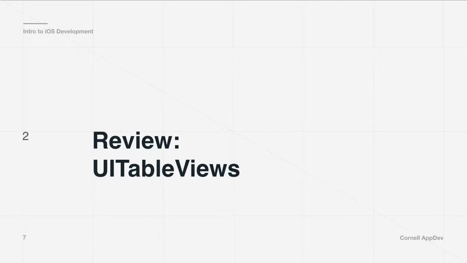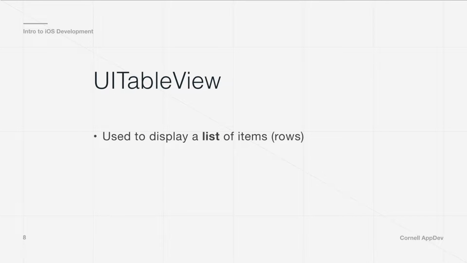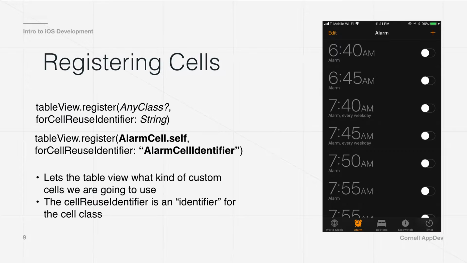Just going over some review for table views, just because collection views are very similar, and I want to make sure you guys understand how table views work. So table views are used in applications to display a list of items in rows. Think about your Spotify music player or Apple Music player. Everything is listed out in rows, right?